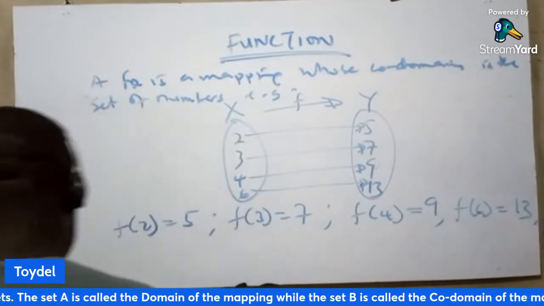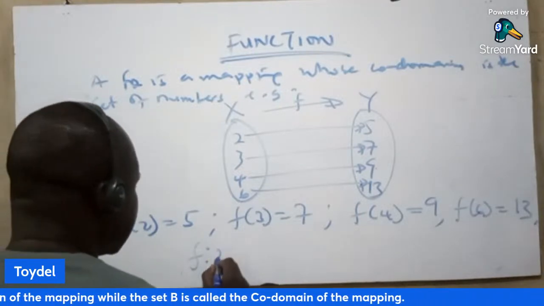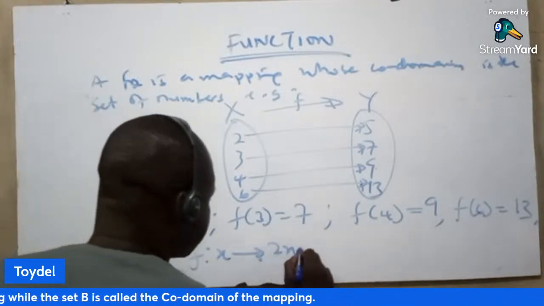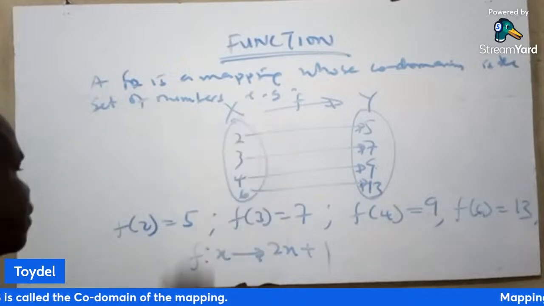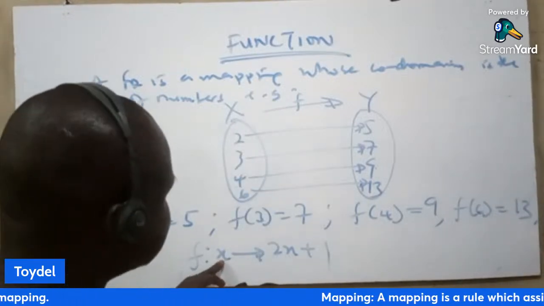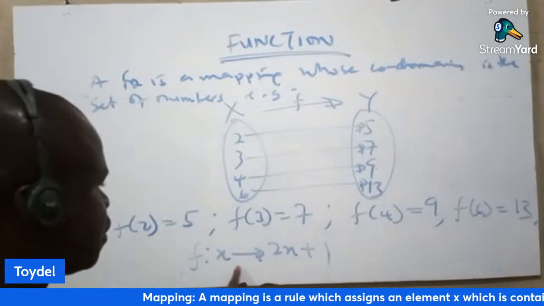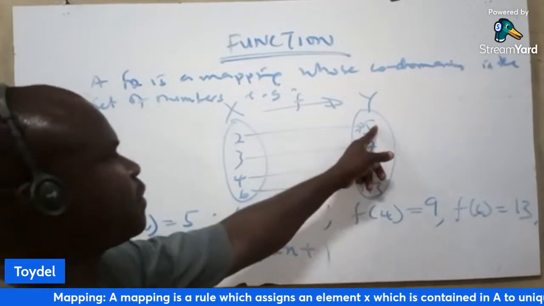Then how do we generate this? Of course, f can be such that x tends to 2x plus 1. That is what defines this function, because look at when x equals 2 here, what is y? 5 all over 2. That is, when you say 2 times 2, 4 plus 1, 5.